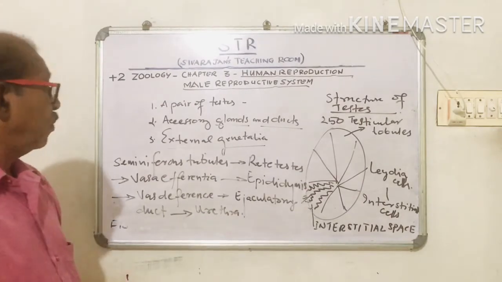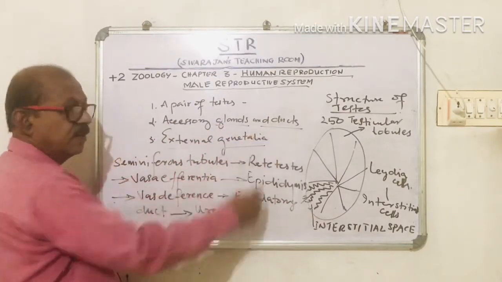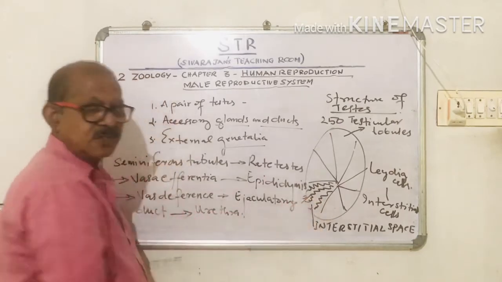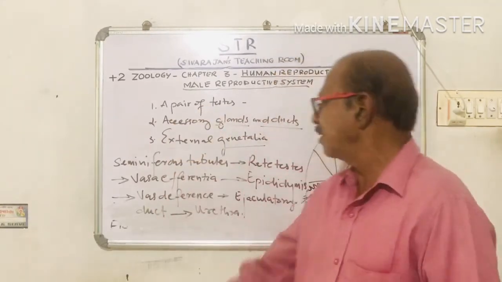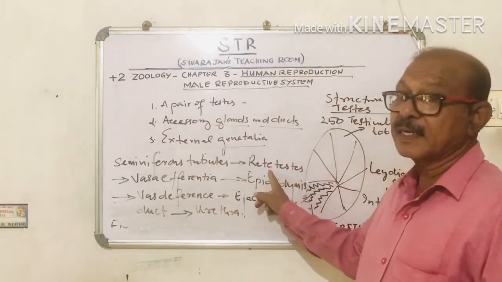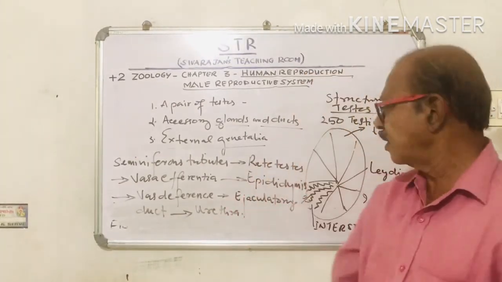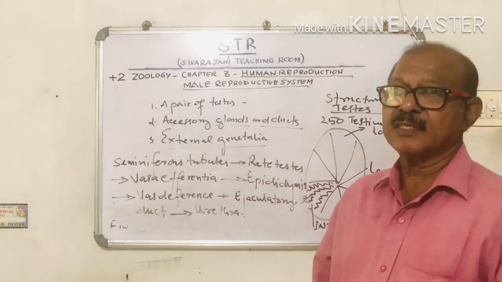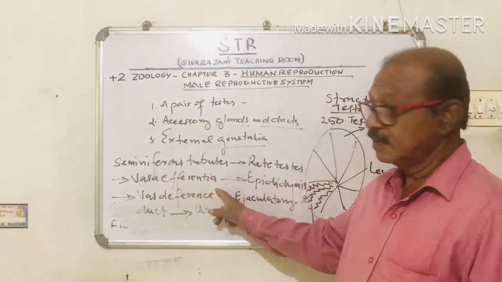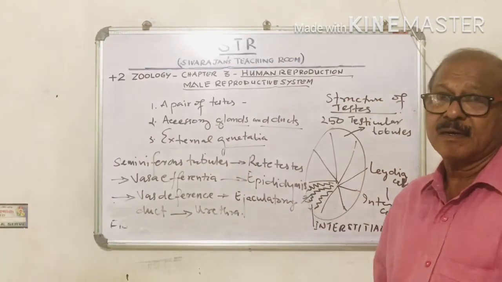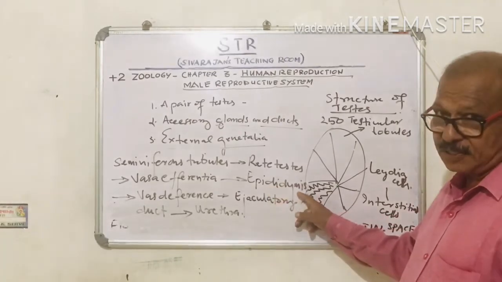Okay. Now, the testis we had seen. Now we are looking at the glands and ducts. So we see the ducts. Each seminiferous tubule opens into a small tubular structure called the rete testis. The rete testis then becomes a somewhat large tube called the vasa efferentia. And the vasa efferentia opens into a bigger tubular structure called the epididymis.